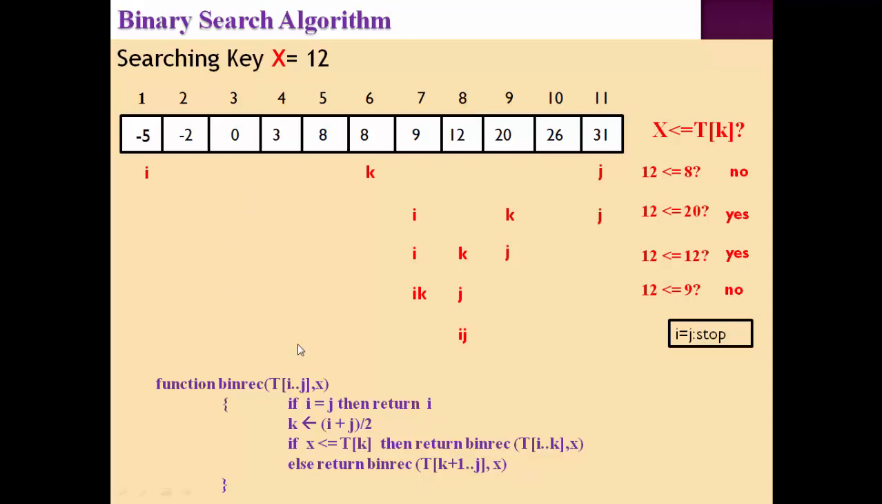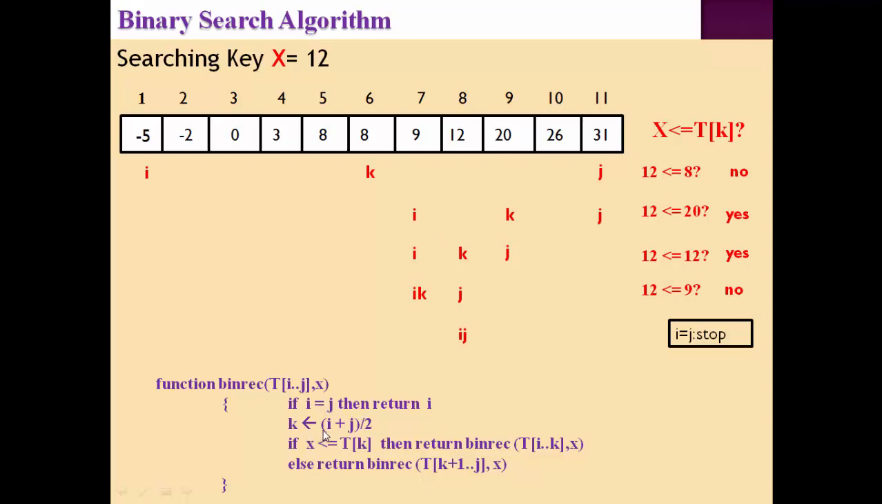This is the simple algorithm. In this algorithm we call binary search and pass our list of elements and the searching element as arguments. Whenever the values of i and j are equal, then we have to return i. Here the values of i and j are equal, so we have written i, and i is equal to 8. So whenever i and j are equal, we return i.